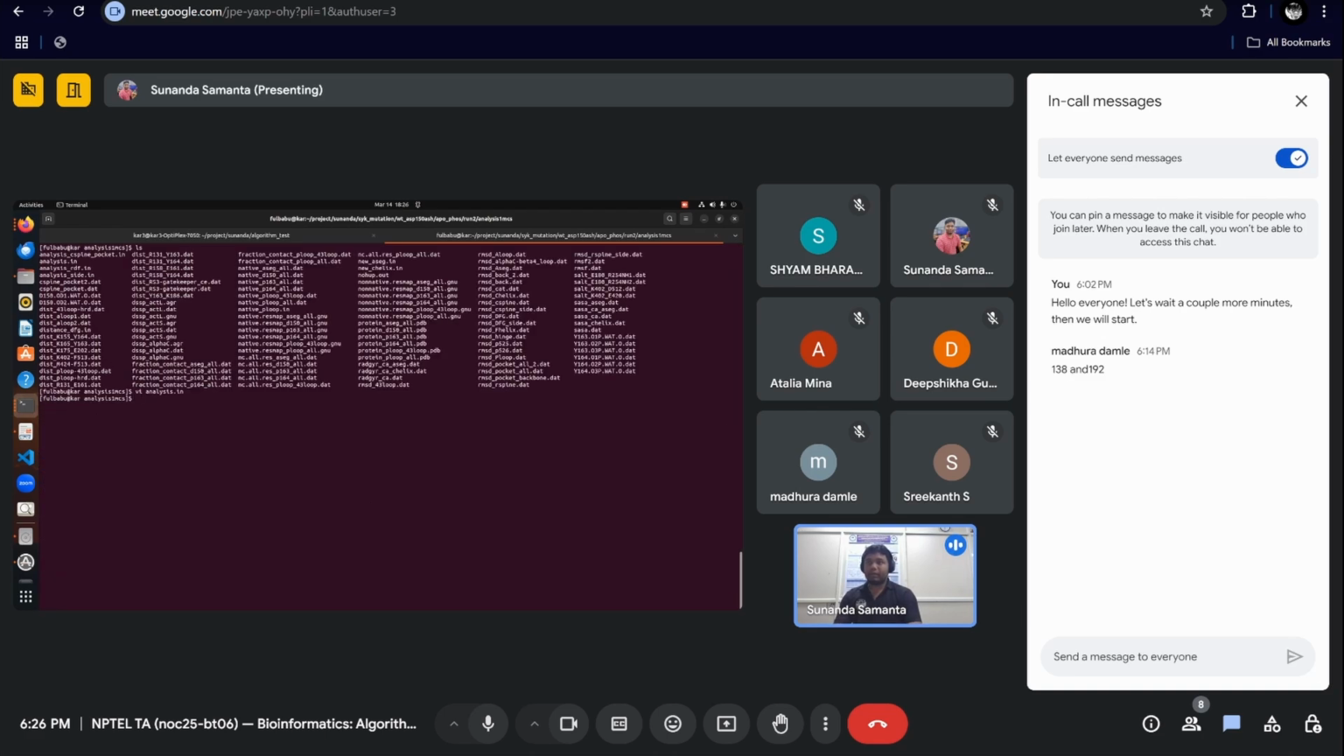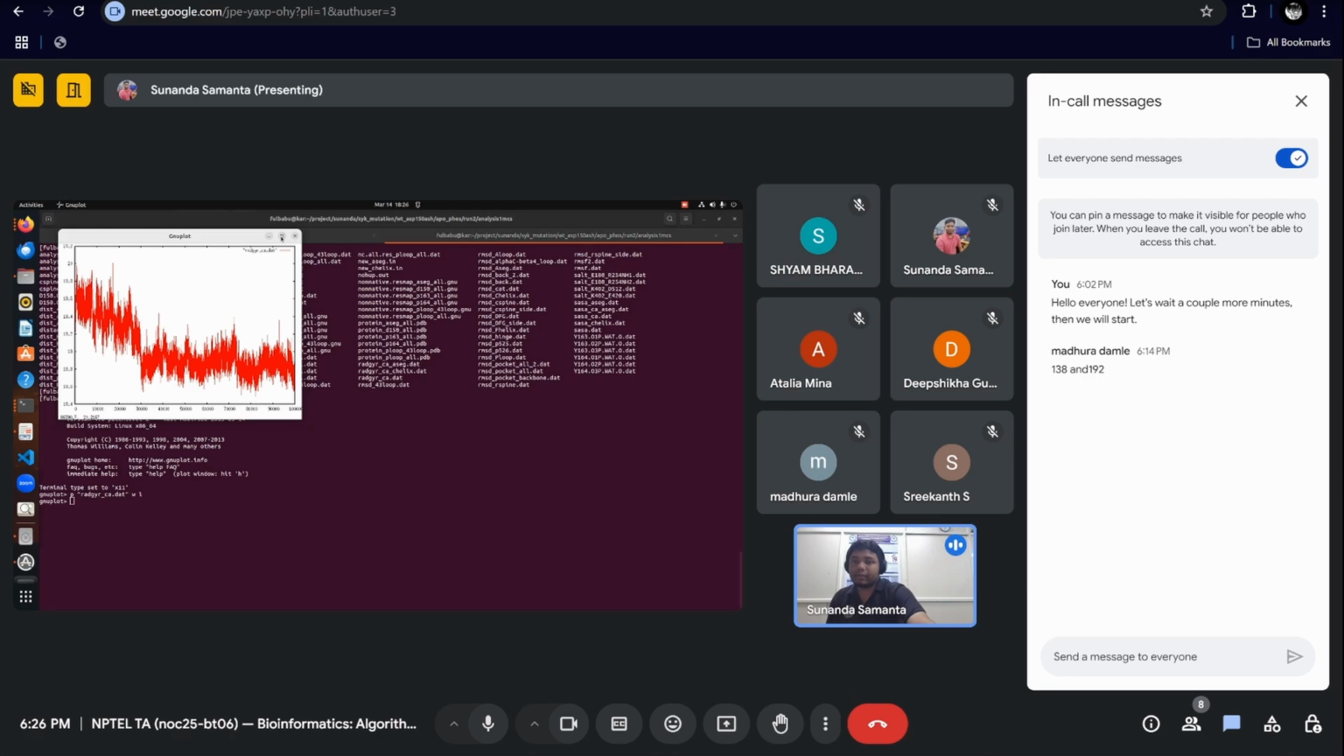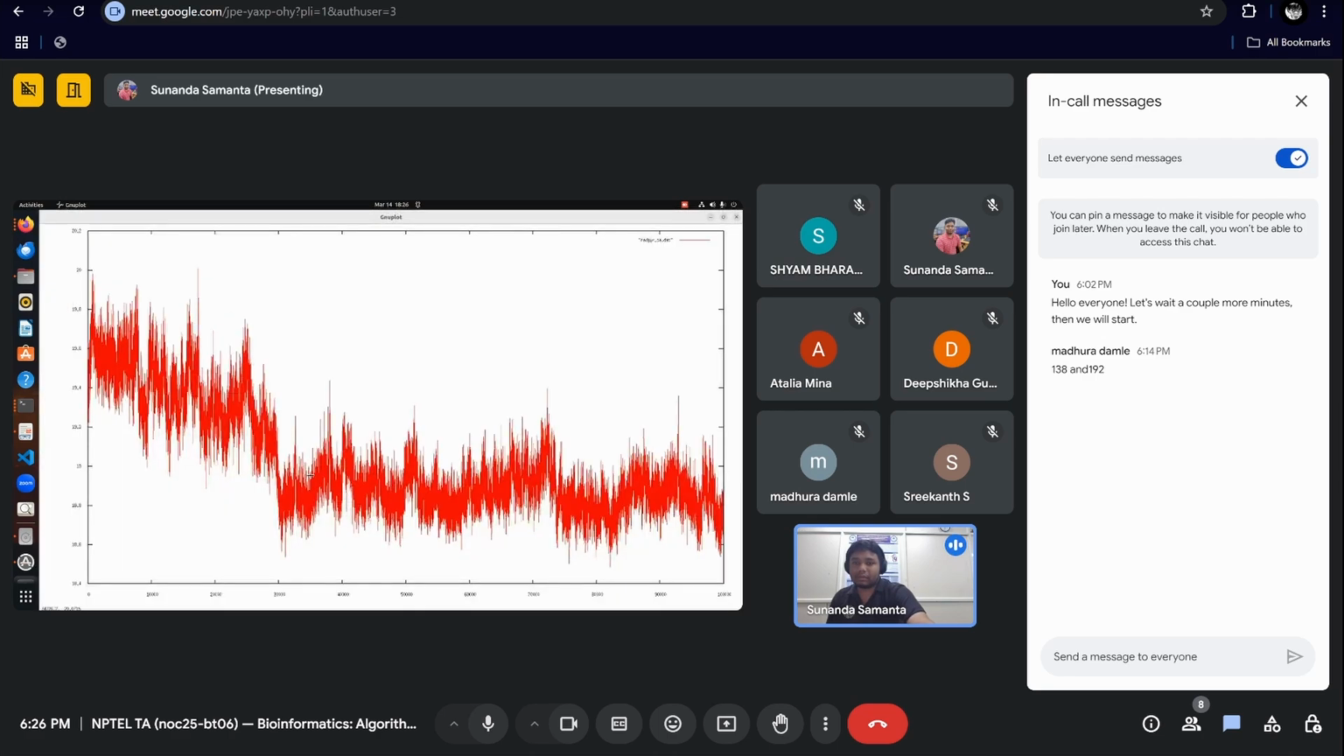So after running this analysis, when we get the result, if we do a simple line plot for the time series, or how the time evolution of the radius of gyration looks, in this particular case it looks something like this.